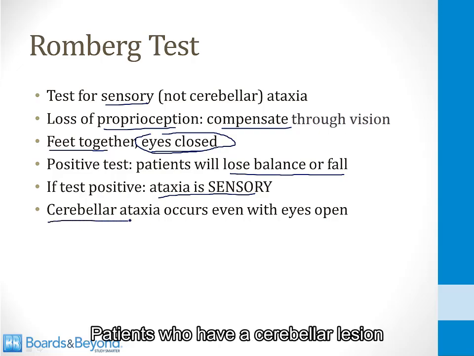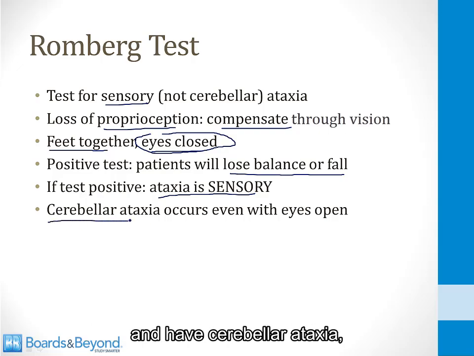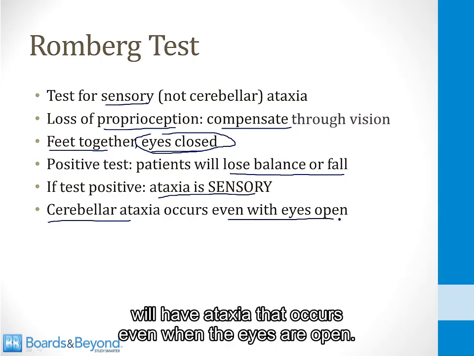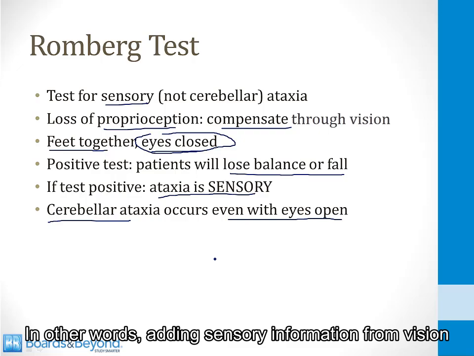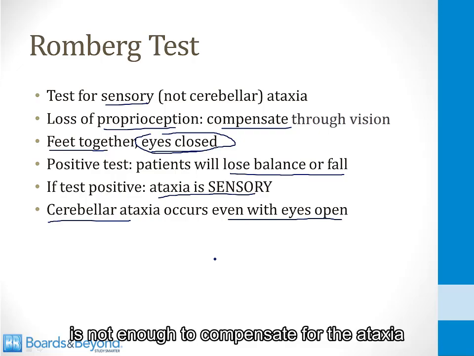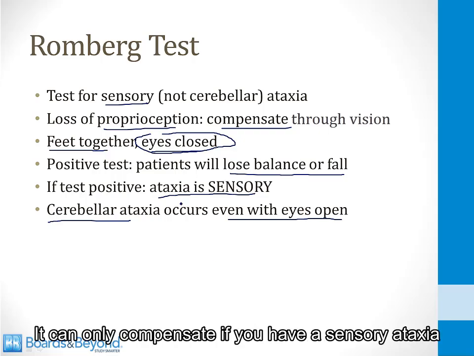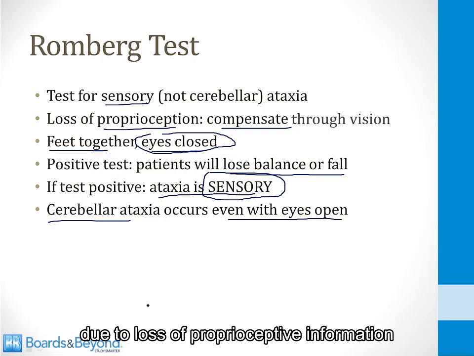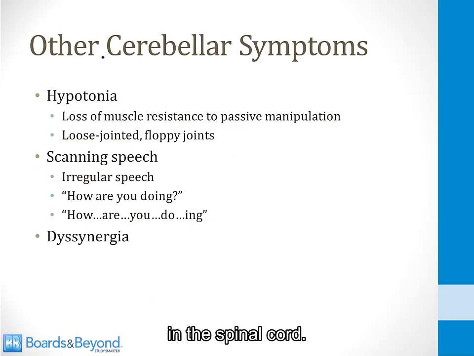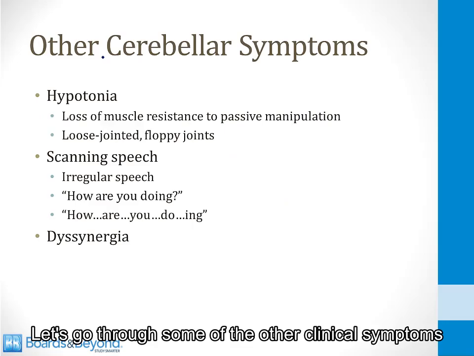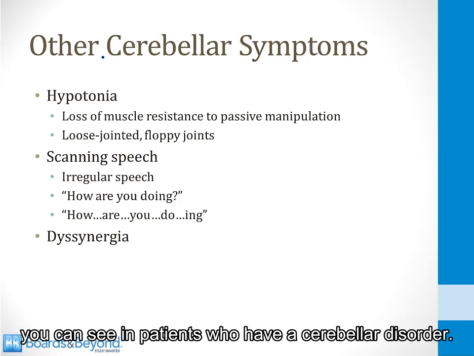Patients who have a cerebellar lesion and have cerebellar ataxia will have ataxia that occurs even when the eyes are open. In other words, adding sensory information from vision is not enough to compensate for the ataxia from a cerebellar lesion. It can only compensate if you have a sensory ataxia due to loss of proprioceptive information in the spinal cord. Let's go through some of the other clinical symptoms you can see in patients who have a cerebellar disorder.